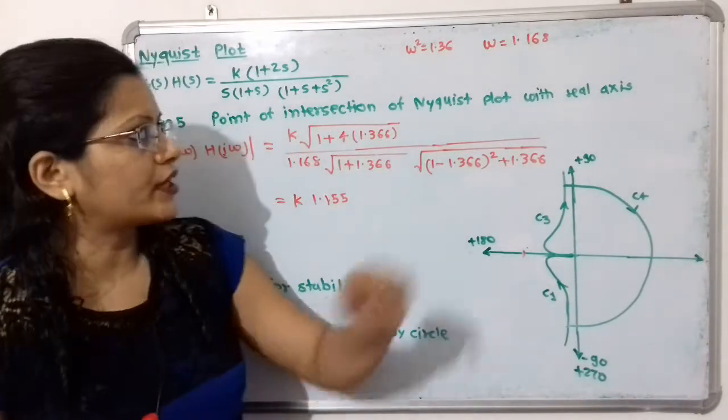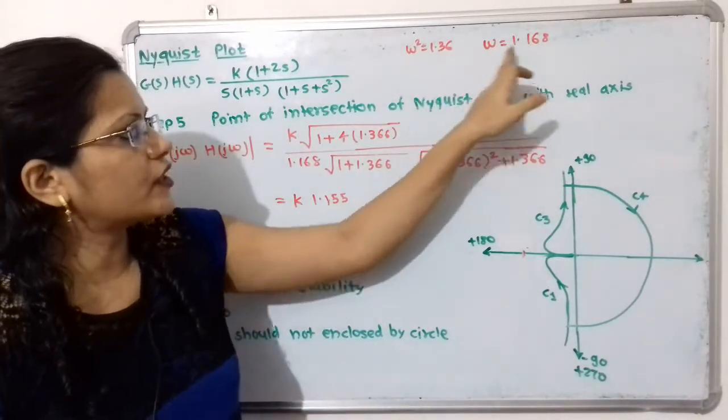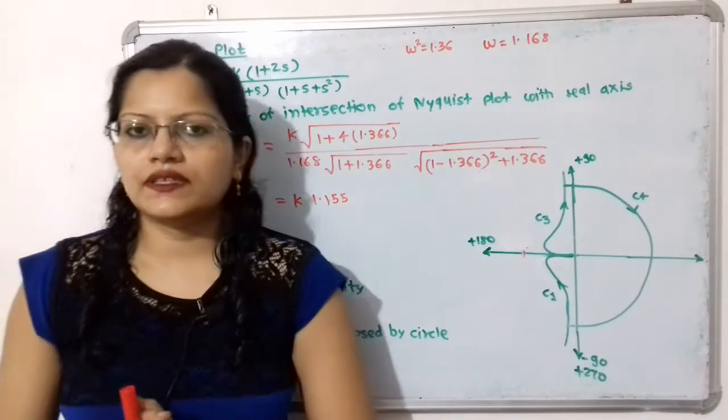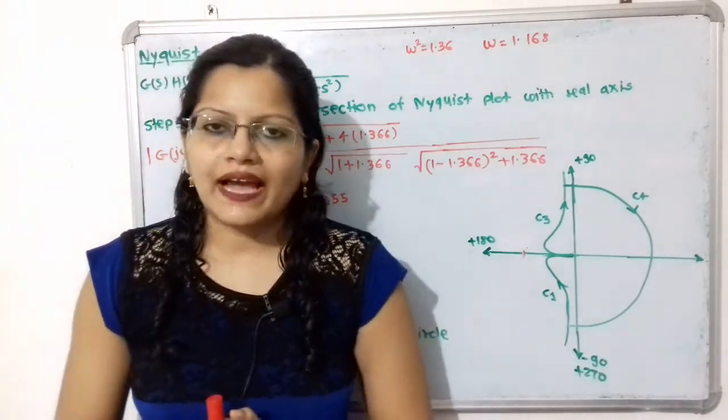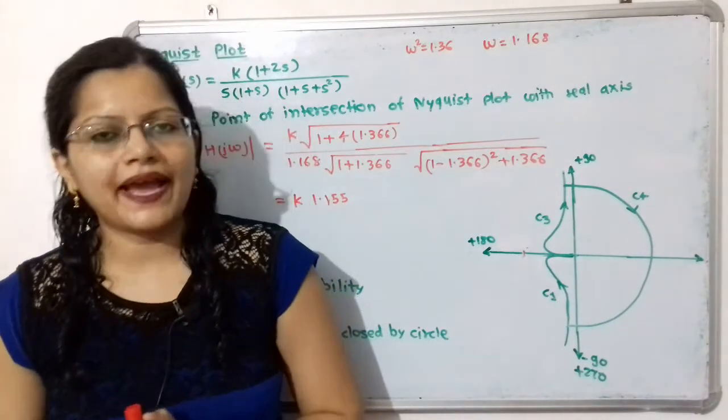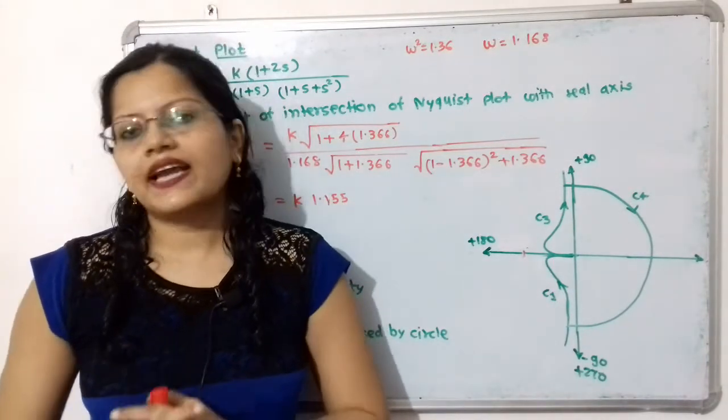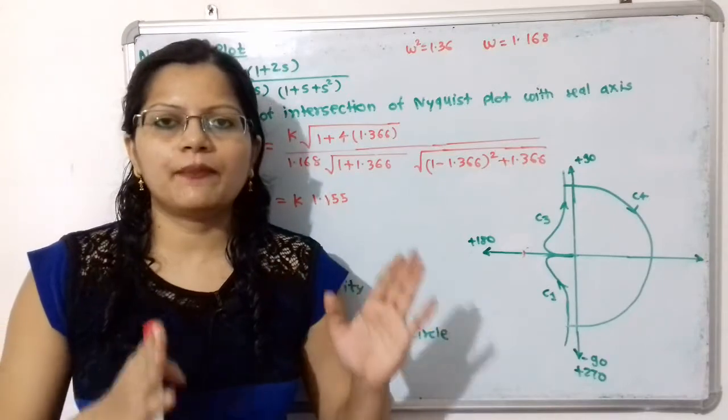Calculated value of omega square is 1.36. So we will calculate omega, that is we will take square root. Omega is equal to 1.168. Now we will put this value of omega to calculate the magnitude. So this magnitude is already getting calculated in the step 1.